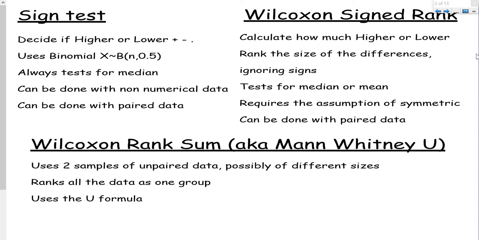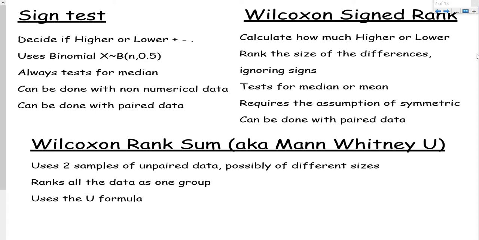So the sign test, just a quick recap. We decide if the value is higher or lower using the plus, the minus, or if it's the same then we use a dot. Always use a binomial model, X ~ B(n, 0.5). That n value is the number of pieces of data that aren't equal. So that's the number of pluses or minuses, but not including the dots. This is always testing for the median, which is the eta symbol, and can be done with non-numerical data, can also be done with paired data.